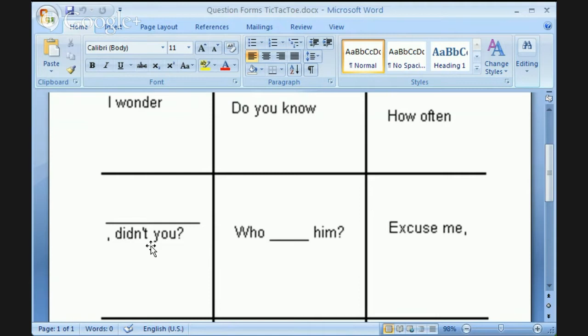Now, question, Michael: should you use final rising or final falling intonation? Final rising. So you made a mistake, didn't you? Okay, so you're actually asking a question. Yes or no question. No, I didn't. That is a correct answer. However, Michael, had you said that you want to use final falling intonation, that also would be a correct answer.